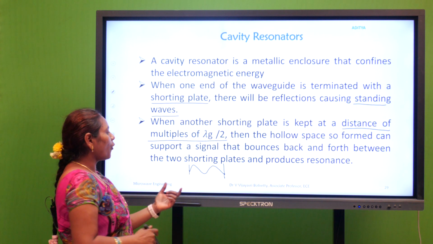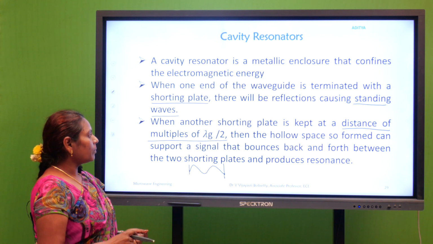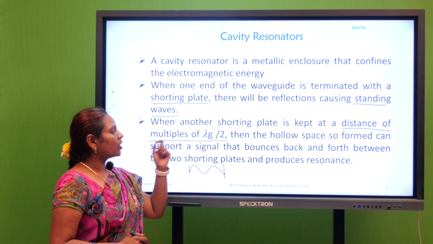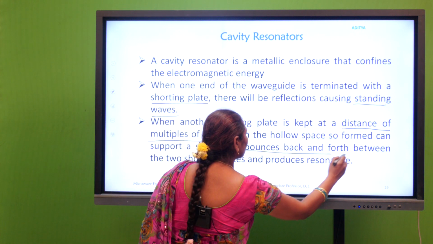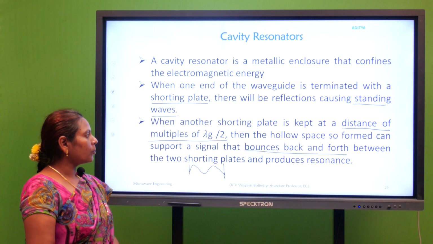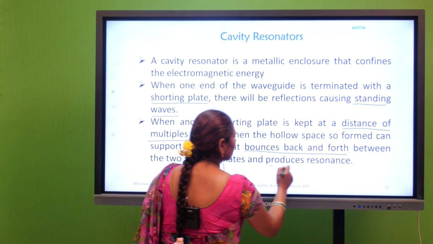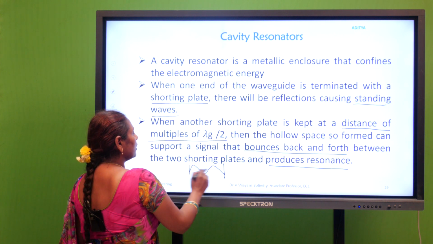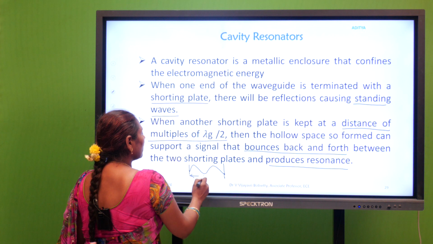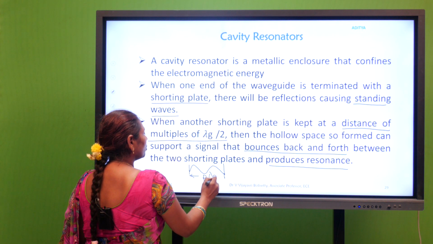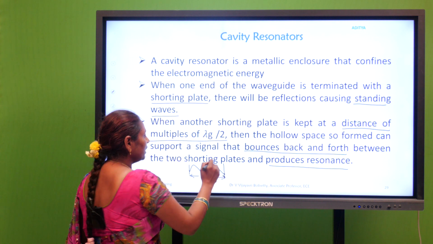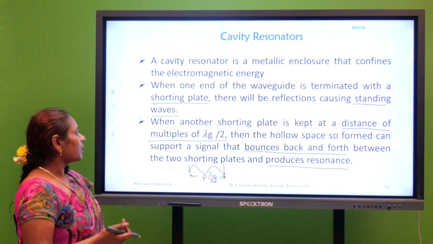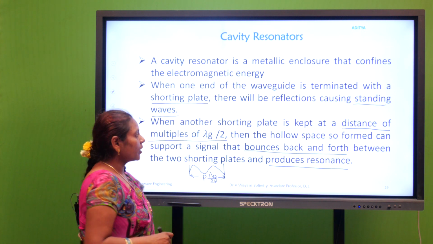The hollow space formed between these two shorting plates is called the cavity, and it can support a signal that bounces back and forth between the two shorting plates and produces resonance. The distance between the two shorting plates should be some multiple of lambda g by 2. Suppose t is some integer, then if the distance is t multiples of lambda g by 2, we can produce resonance.